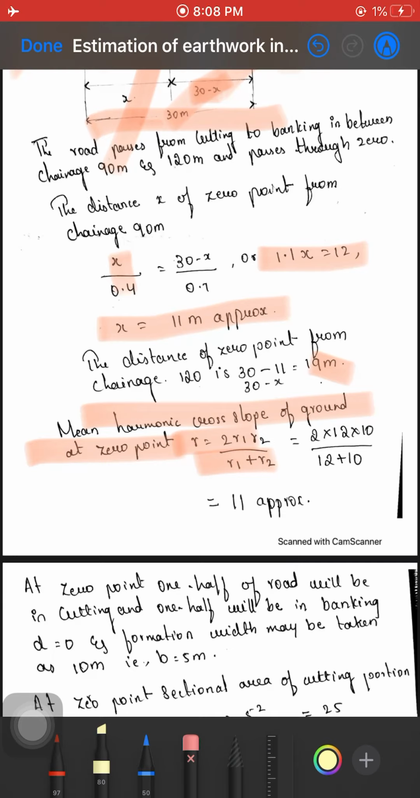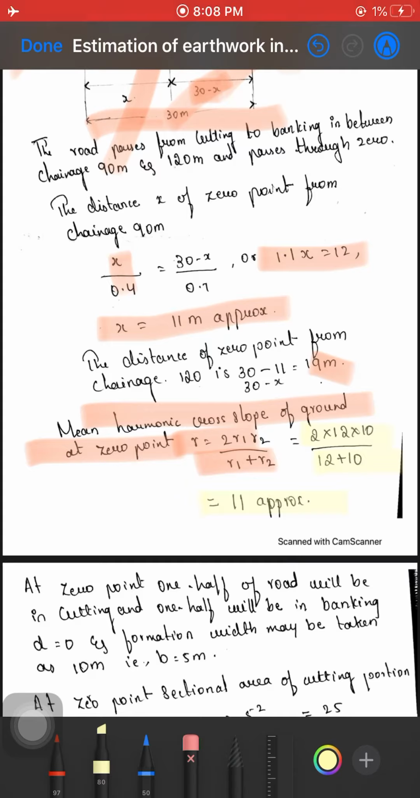Okay, so the mean harmonic slope will be 2 into 12 into 10 divided by 12 plus 10, so that will be 11 approximately. So you have the value of x from the 120th chainage, and you also have the value of cross slope at the 0th point.